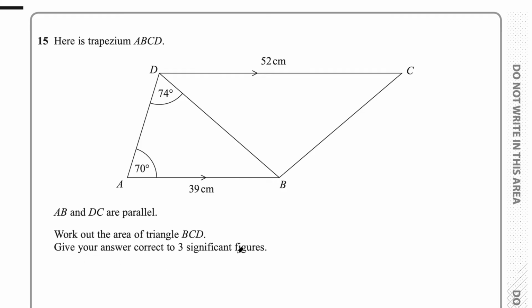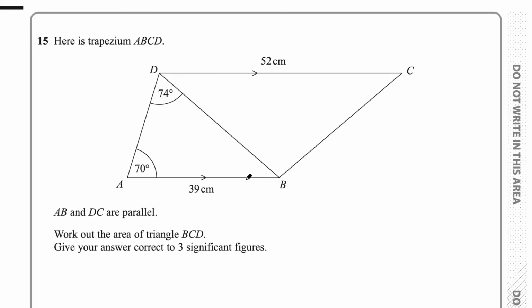Give your answer correct to 3 significant figures. Right, so we have these lengths here. We need to work out the area of BCD, which is this triangle in here. So we've got the base, all we need is the height. So once we find the height of this trapezium, that will allow us to find the area of this triangle.